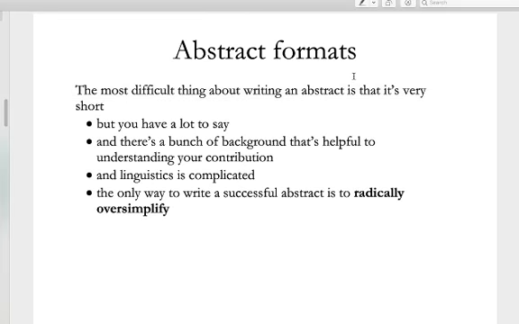Okay, so the basic problem in writing an abstract is that you have tons of information you need to convey, but a very short space in which to convey it. And so you have to radically oversimplify and streamline everything about your research in order to do this effectively. Right? So that said, how are we going to do that?